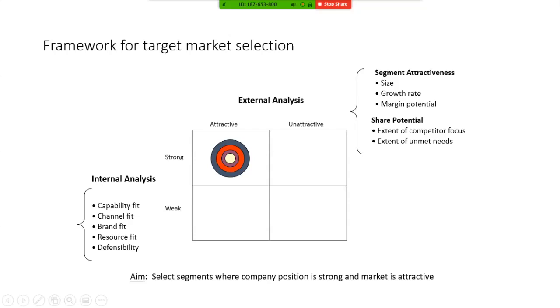Another aspect that is obviously attractive is how fast that segment is growing, and how sensitive they are to pricing, meaning, how much margin can you charge on your products. Some customers are more price sensitive. Those will react strongly to changes in your price, and not having that will actually be helpful for your profitability. So you want to have more margin potential if you can.